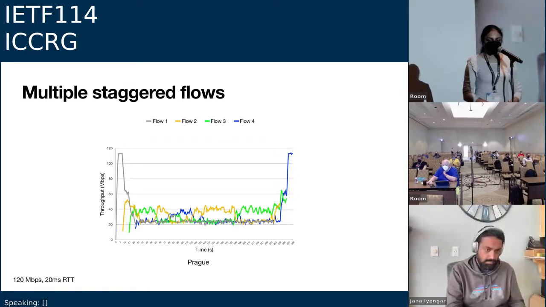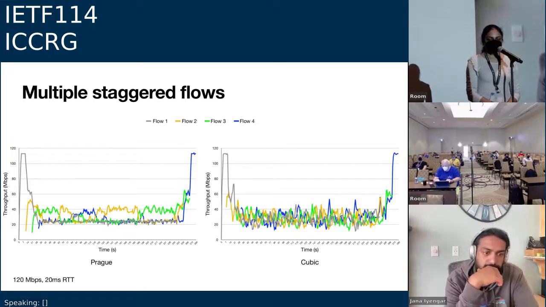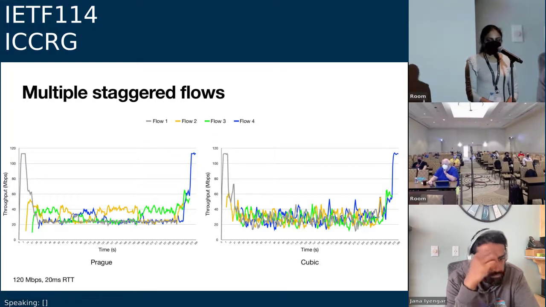Next slide. Comparing Prague with cubic, Prague is on the left side that I already showed. Cubic is on the right side. And as you can see, cubic has a lot more variation in throughput for the 4 different flows. Next slide.